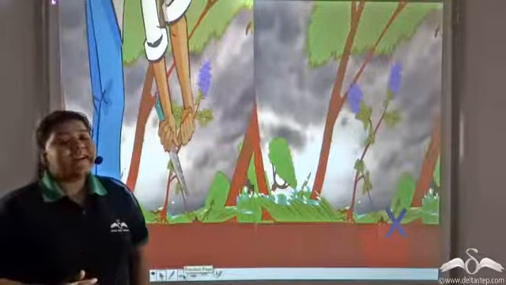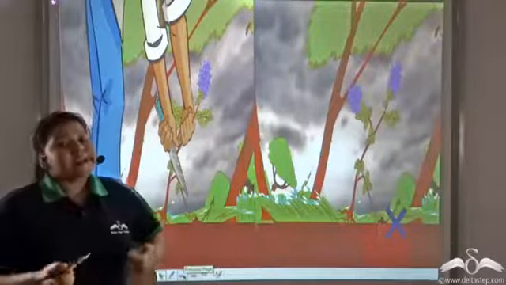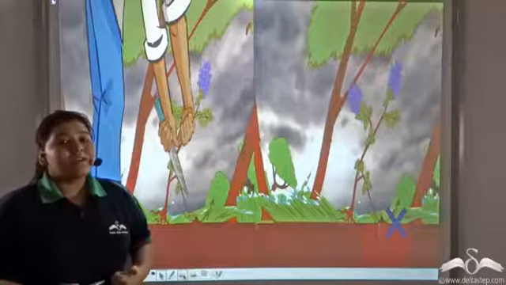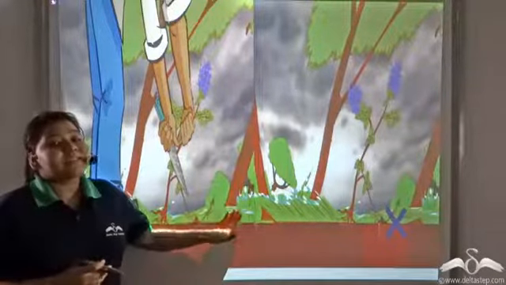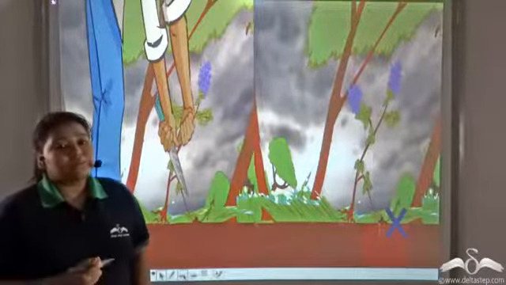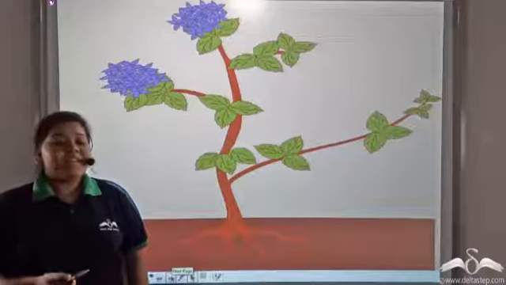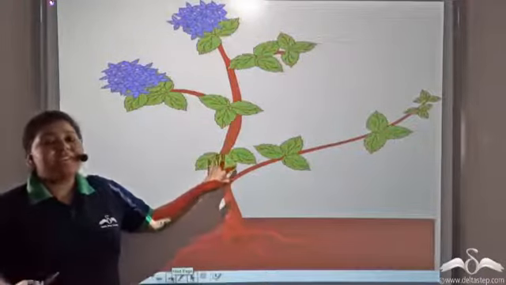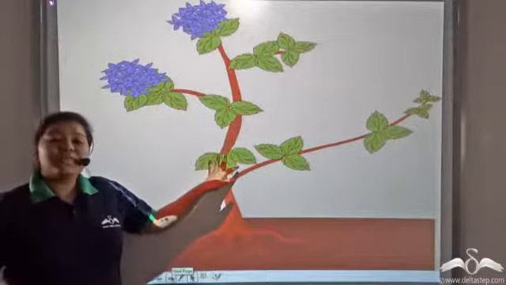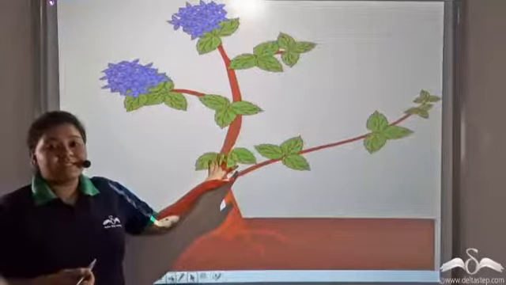So, if Peter had cut the stem on the very first day of the storm, then the branch or the stem would have never grown or bloomed. So what happened in Peter's garden was natural. Can we do this process artificially?